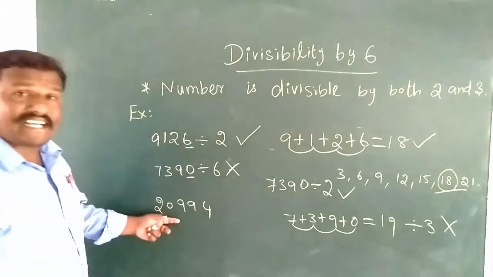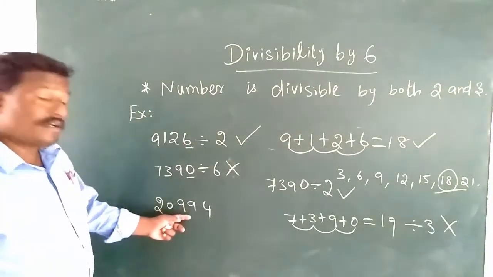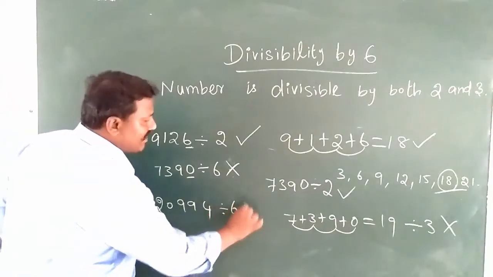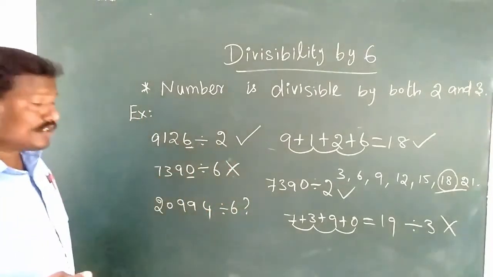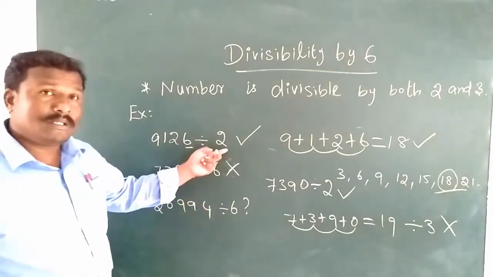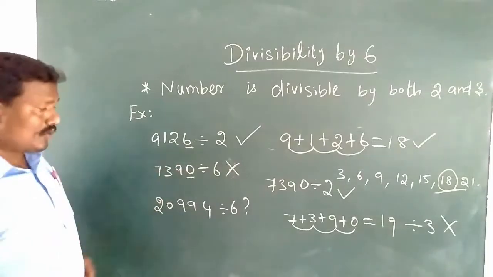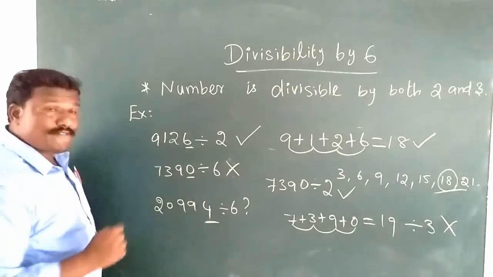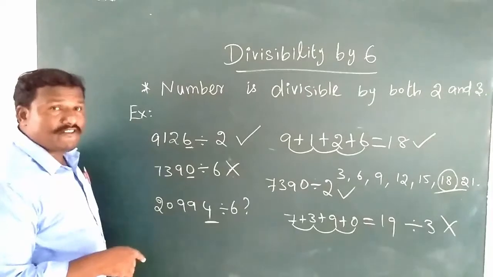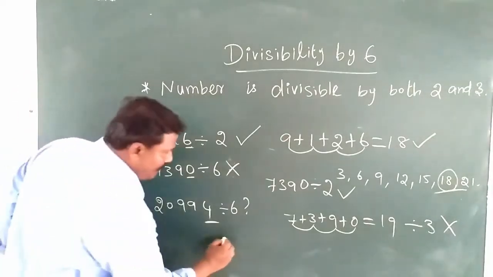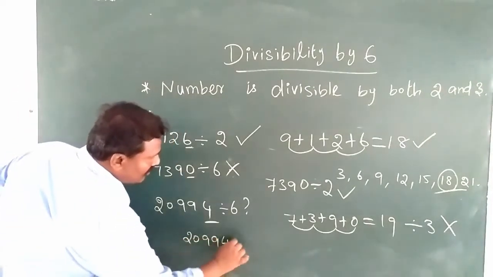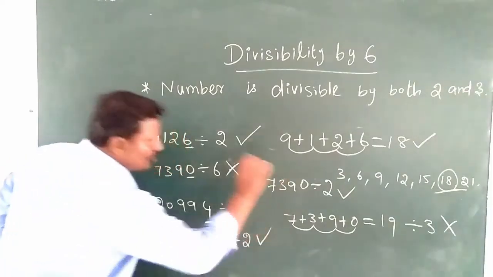Okay. Let me take another example: 20994. Can it be divisible by 6 or not? I don't know, so I will check first by 2, then by 3. If you see, in the ones place there is 4. So 4 can be divisible by 2. So we can say the number 20994 can be divisible by 2.